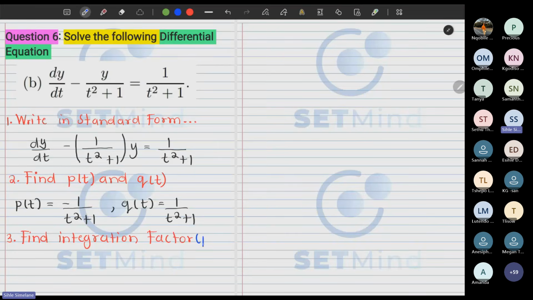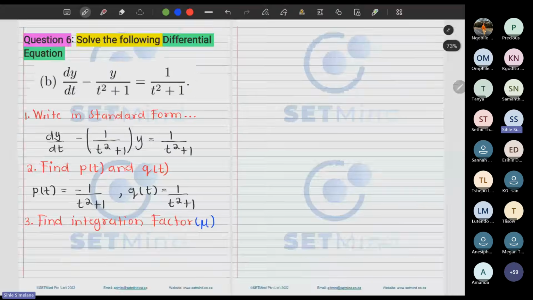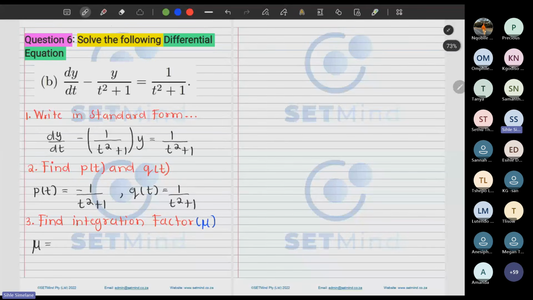And that is that funny sign, mu. So this is always given by a formula: it is e to the power of the integral of p of t dt. Which means in our case, we have e to the integral of minus 1 over t squared plus 1 dt.